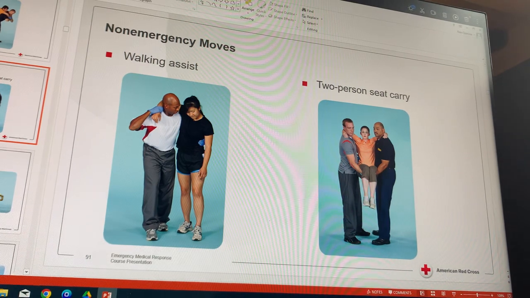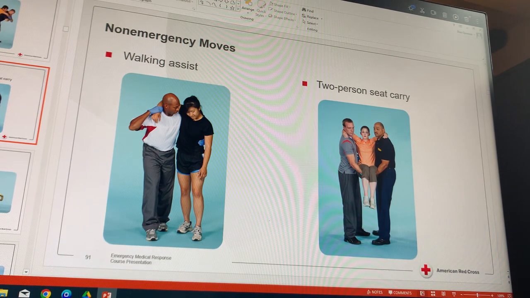Non-emergency moves. A non-emergency move requires no special equipment and is generally performed with other responders. Do not use non-emergency moves if there is a possibility of a spinal injury. A non-emergency move is used to move a patient from one location to another, such as from the incident scene to an ambulance or other transport vehicle or to a stretcher, from a bed to a stretcher, or from the floor to a chair.